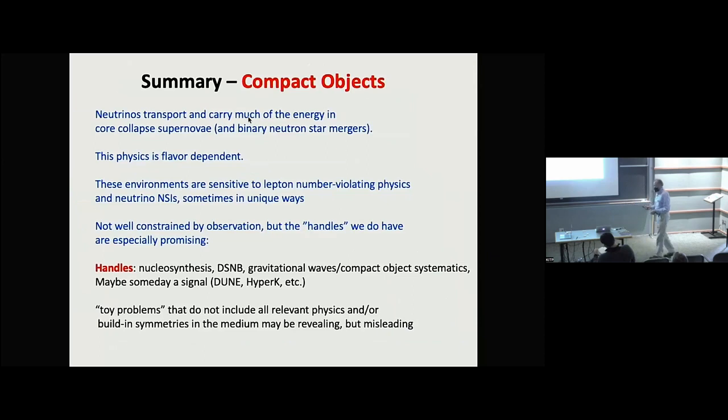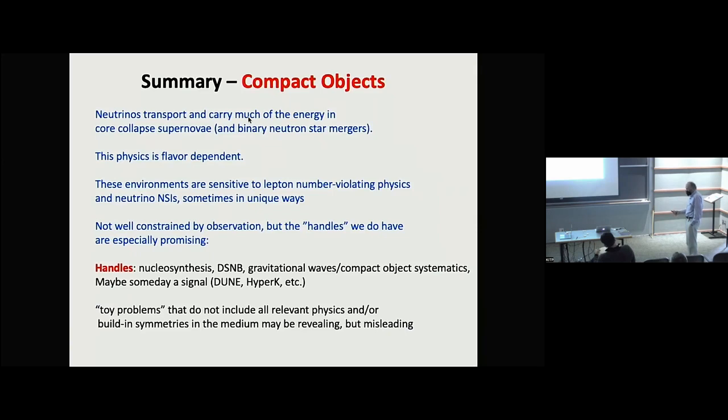Okay, so summary. For compact objects, neutrinos transport and carry much of the energy in core collapse supernovae and, by extension, other compact object environments like binary neutron star mergers. This physics is flavor dependent. These environments are sensitive to lepton number violating physics and neutrino non-standard interactions, sometimes in unique ways. So that's the allure here. Unfortunately, these are not well constrained by observation, but there are some handles we have that are promising.